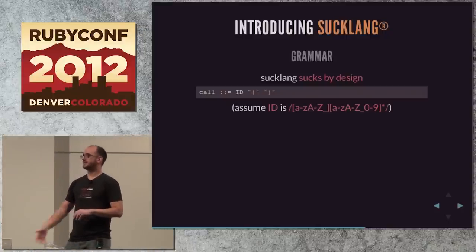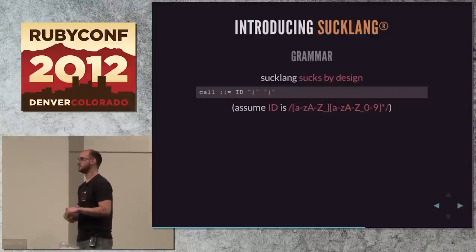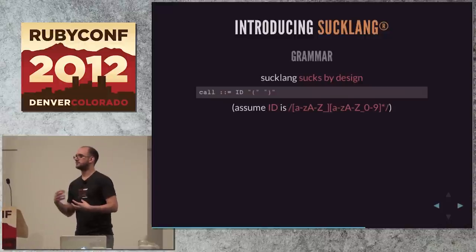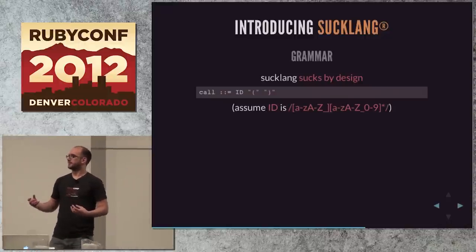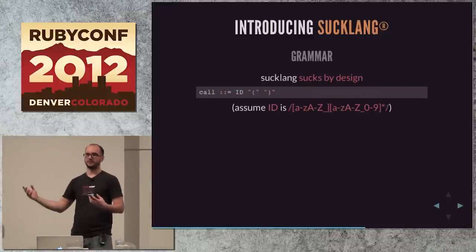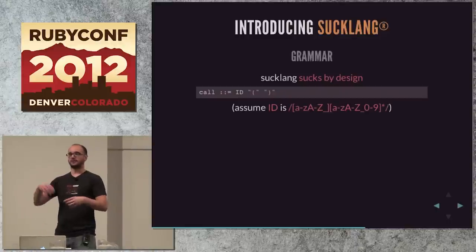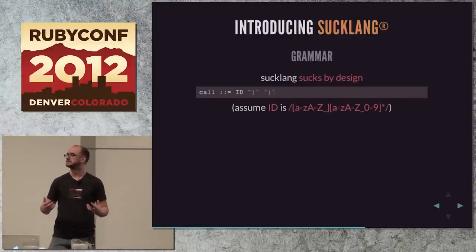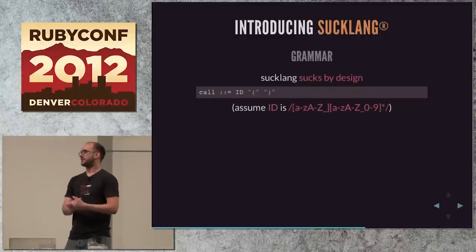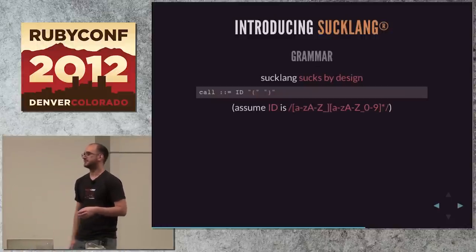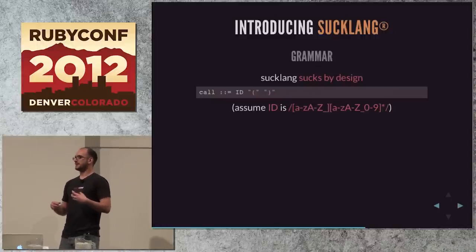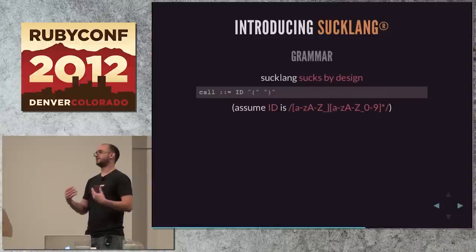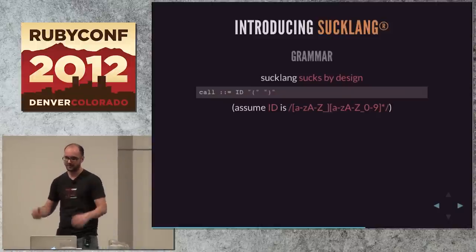On the left-hand side, you can see we've got a call that's called a non-terminal. And on the right-hand side, we've got a sequence of tokens. So ID is essentially a token. The bracket is a token. The closing bracket is a token, which is all fed into the parser from the scanner. I've also got a note up there, that big scary regex basically just means an ID is a string that starts with an alphabetical character or an underscore followed by zero or more alphanumeric or underscore characters.